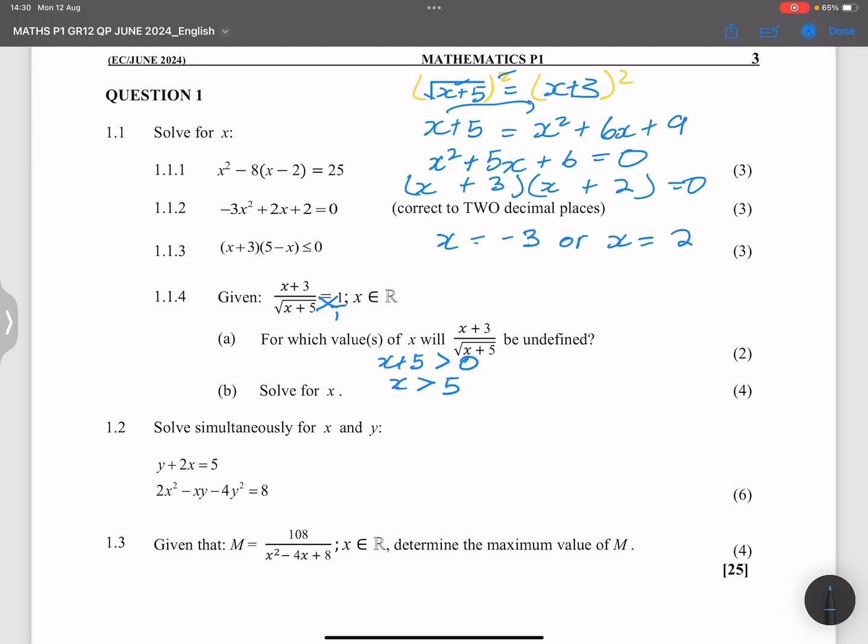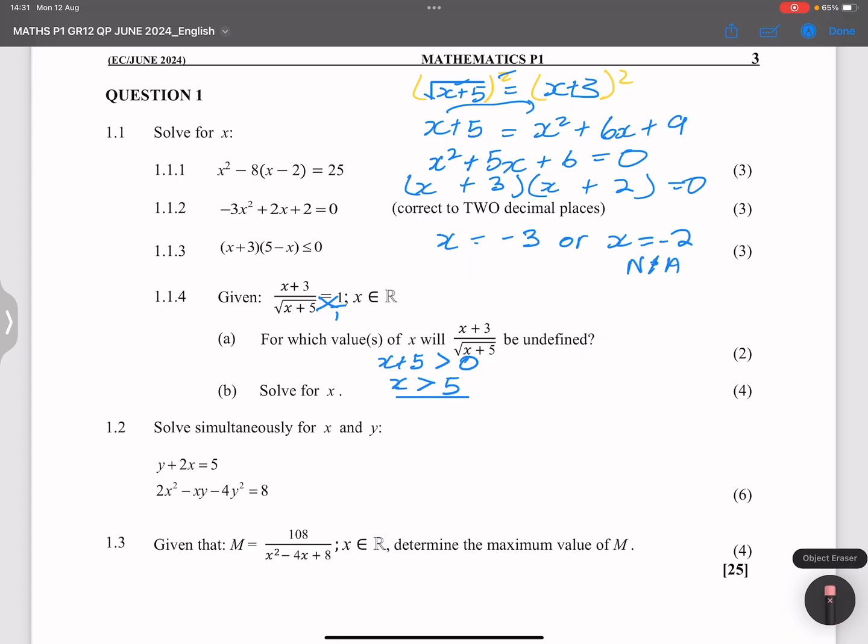Right, now which of these answers would actually be applicable? I want you to think about it. So in this case the restriction that we are given is that x must be greater than 5. Even if you substitute these answers back into the original equation, you get a negative answer on your right hand side.